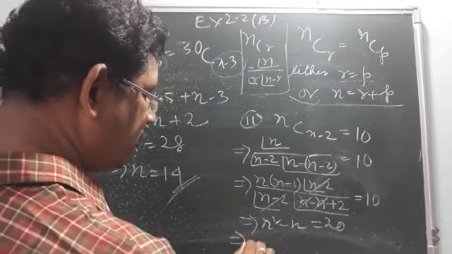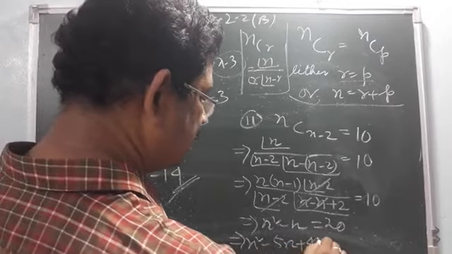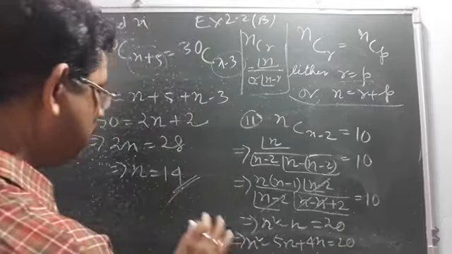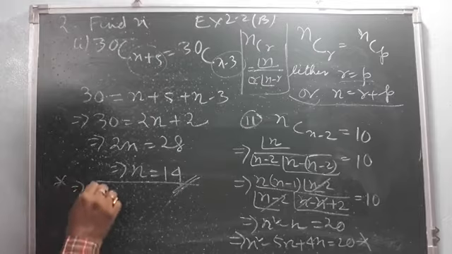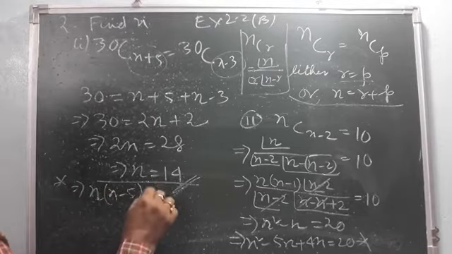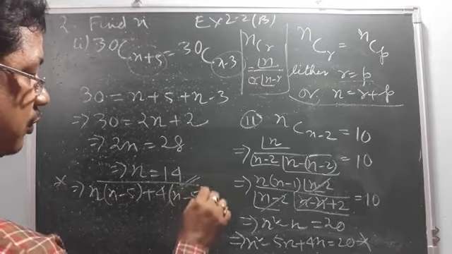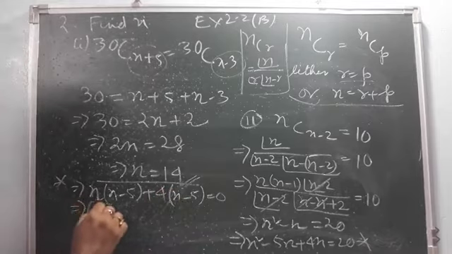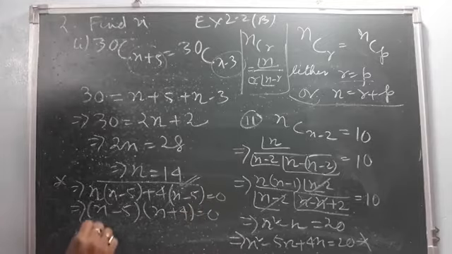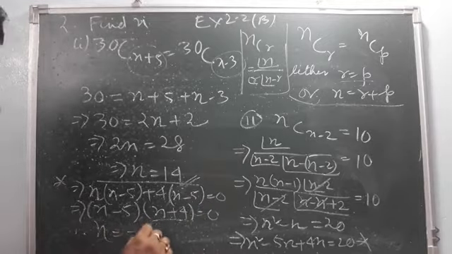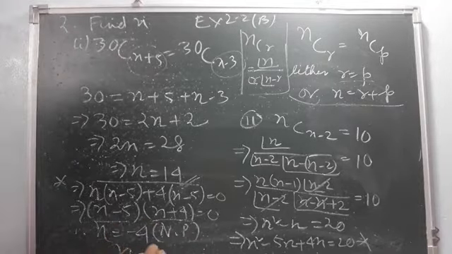So by middle term factorization, n squared minus 5n plus 4n minus 20 is equal to 0. Here from n we take common n minus 5, and 4 if you take common, n minus 5 equal to 0. So what we get? n minus 5 into n plus 4 is equal to 0. So n has 2 values. For this it is minus 4, not possible, n cannot be negative. This will give n as 5. So this is your answer.